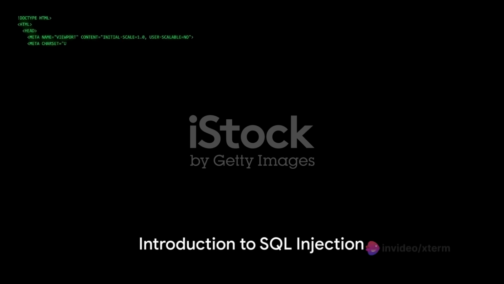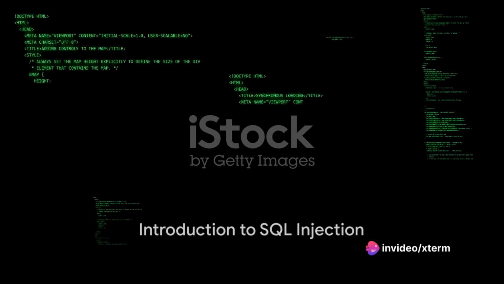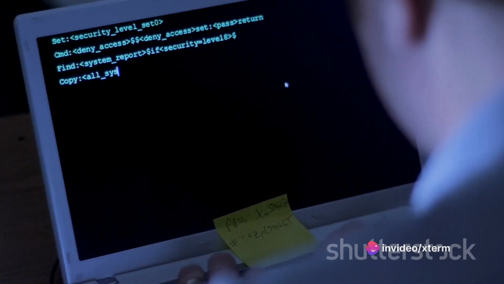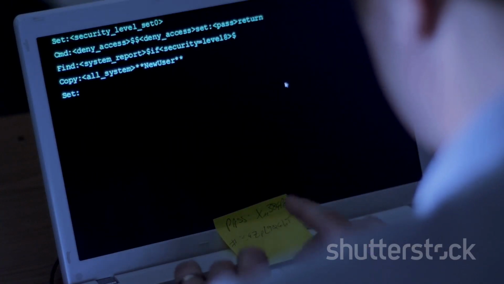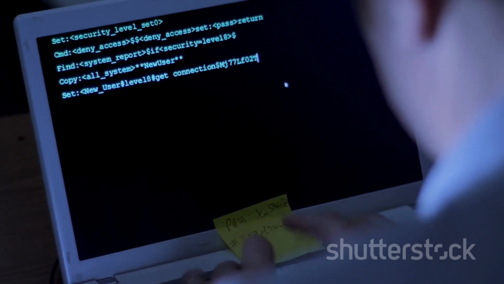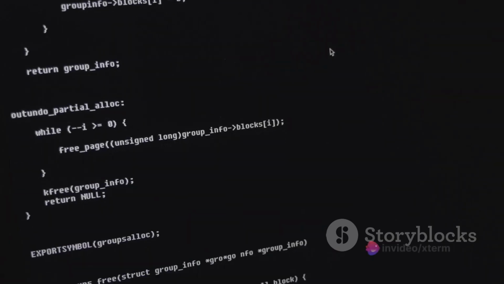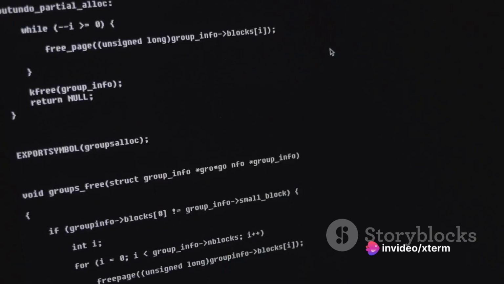Have you ever pondered over the term SQL injection and what it actually entails? Well, you're about to find out. SQL injection is a code injection technique used to attack data-driven applications. In essence, malicious SQL statements are inserted into an entry field for execution.